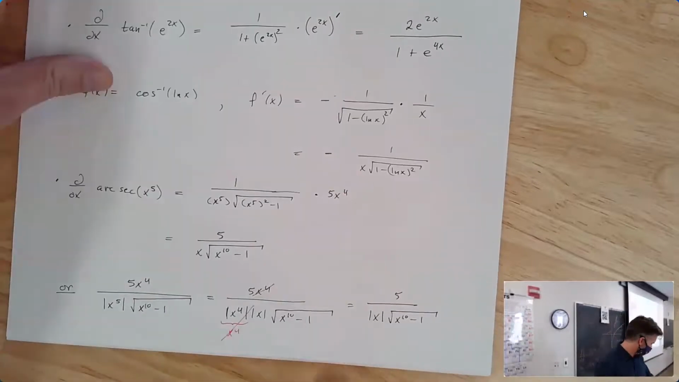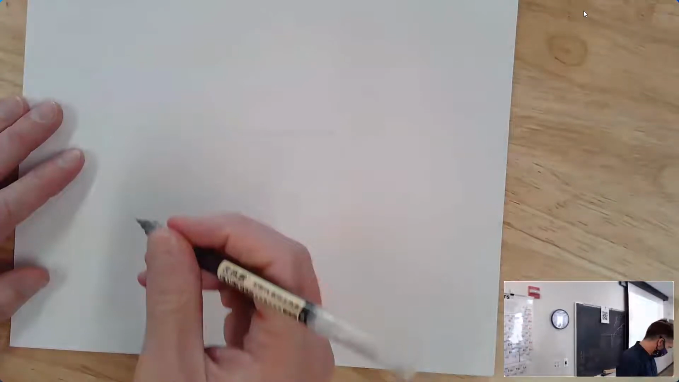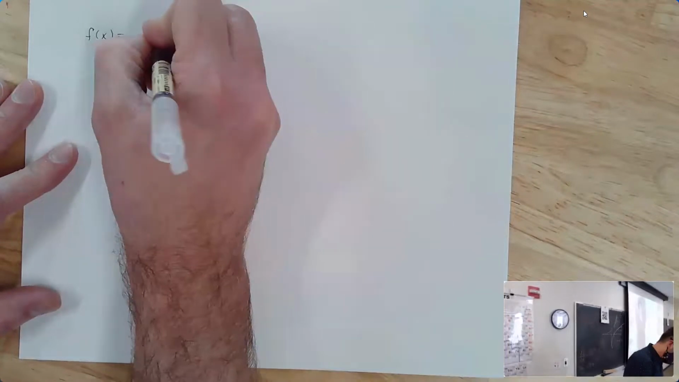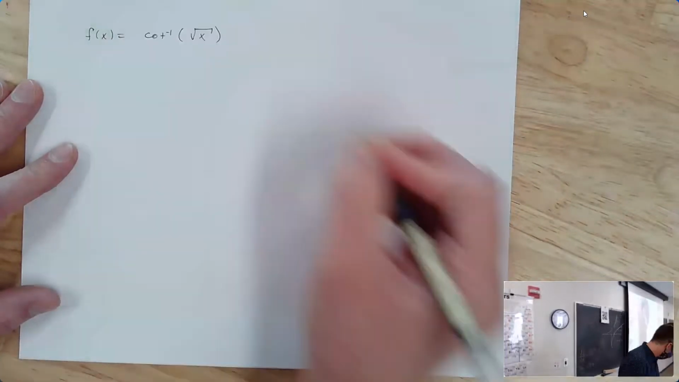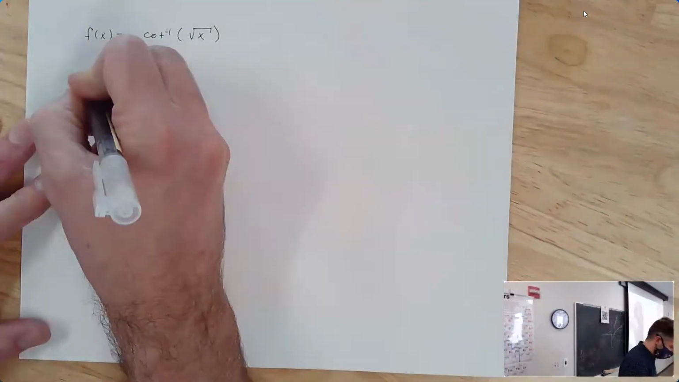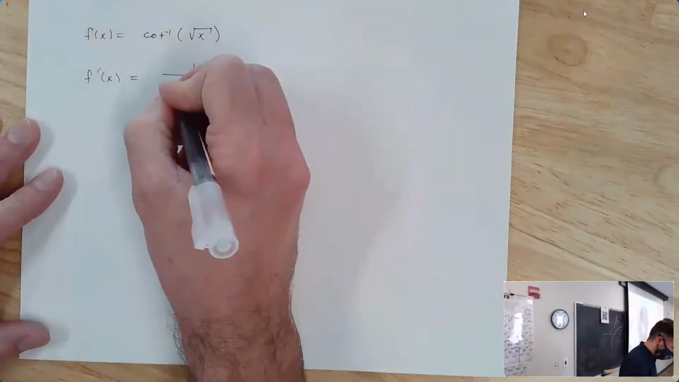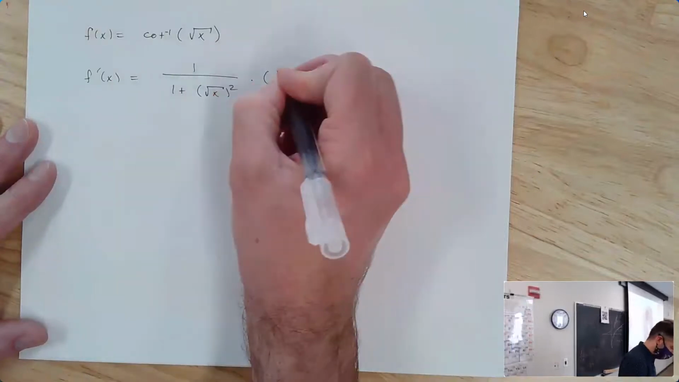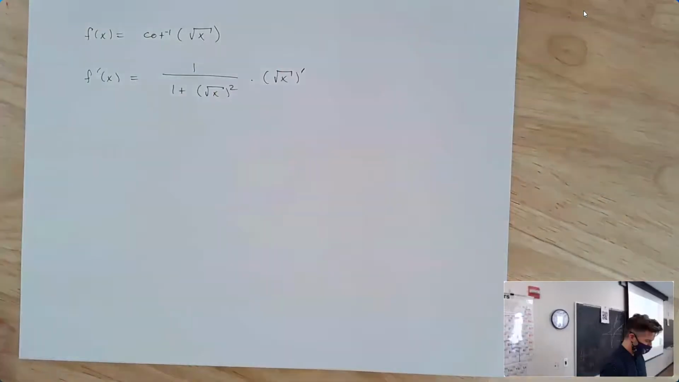Let's look at one more example. Let's do f of x equal to the inverse cotangent of the square root of x. Let's write it this way. So the derivative is going to be 1 over 1 plus, oh, I forgot something. That's all right. My stuff squared times the derivative of my stuff. And what did I forget? Let me remind you, it's the derivative of inverse cotangent.